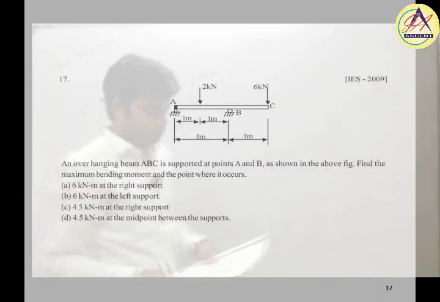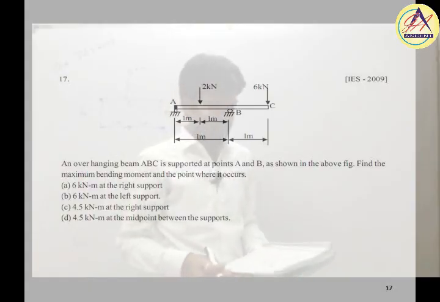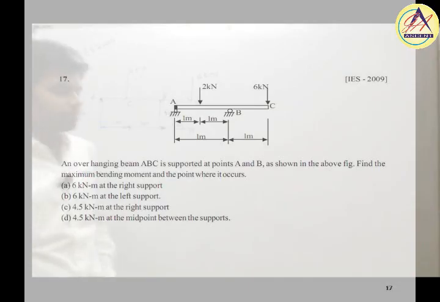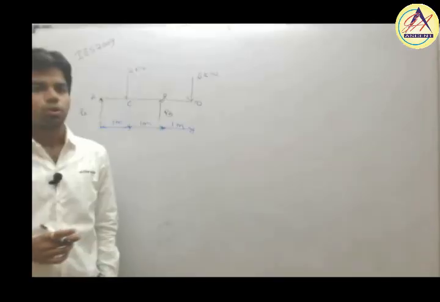Now there is a question which was asked in IES 2009. An overhanging beam ABC is supported at points A and B as shown in the figure. This is point A, B and C. Find the maximum bending moment and the point where it occurs. So we have to determine the maximum bending moment and the point where this maximum bending moment is occurring.